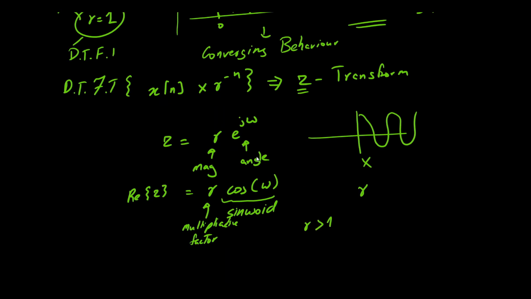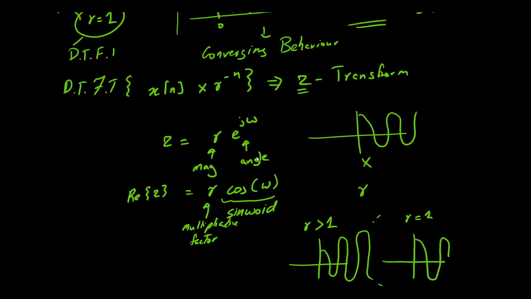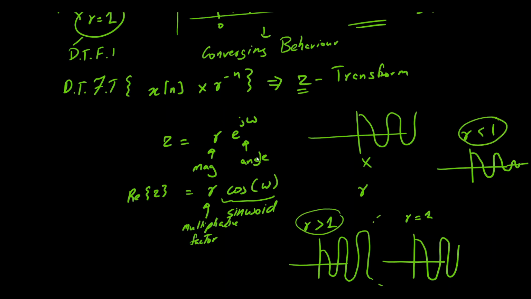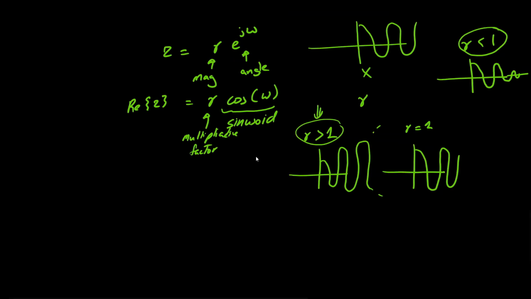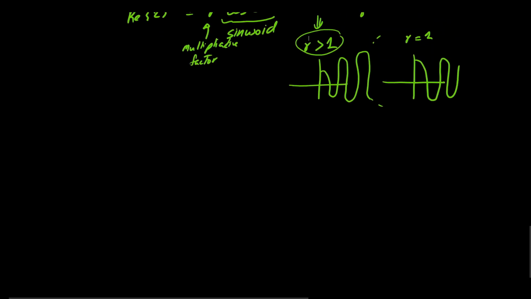If r is greater than 1, in that case we would have a growing exponential, that is, it would expand in time, and if r is equal to 1, it would not change, and for r less than 1 we would have a decaying exponential or a decaying sinusoid. So all this would determine the converging behavior of a given signal. We will come back to this in a while. But let us now move towards the S-plane and the Z-plane.